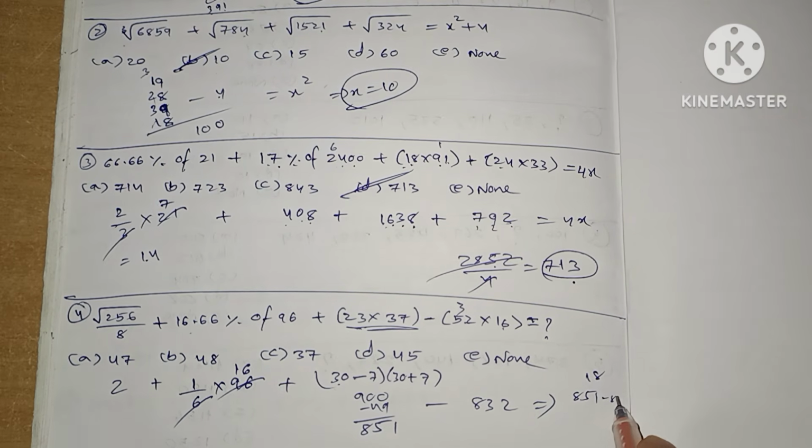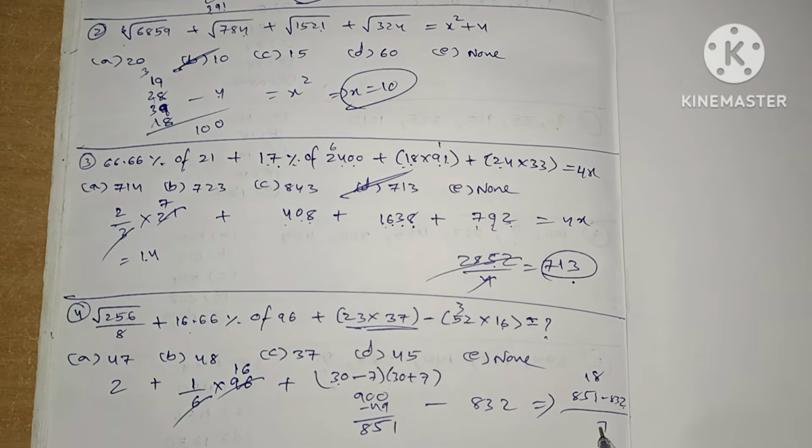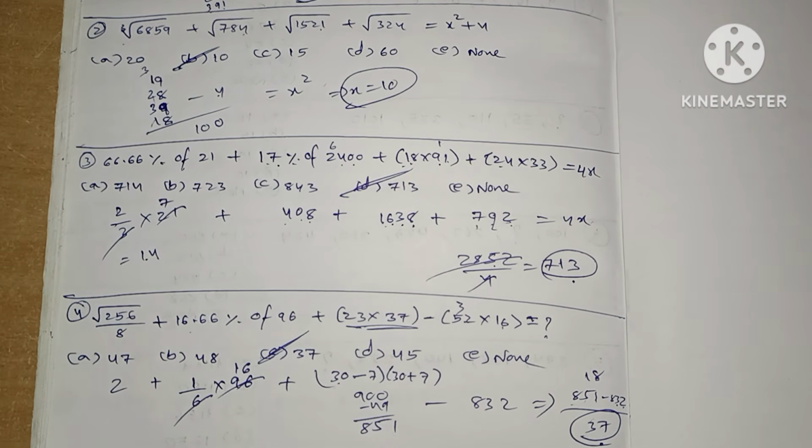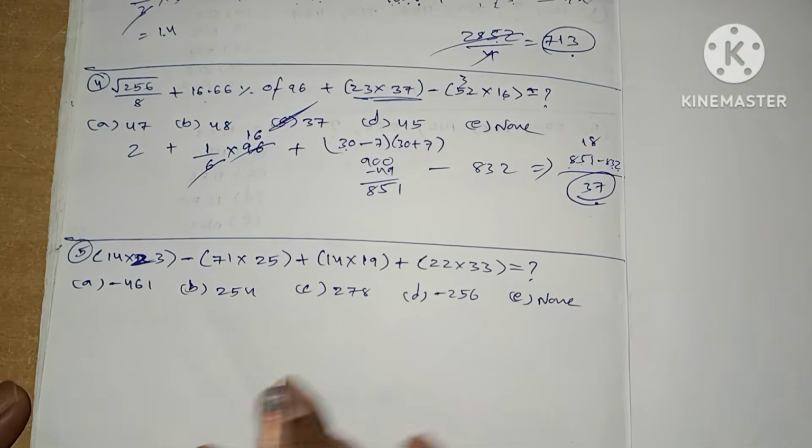So subtracting 2 from this one, we get a 6 plus 1 7. Here we have 6 minus 3 3, 8 and 8 cancels, so left with 37. 37 is our answer. Option C is our answer. Now we are going to see question number 5.